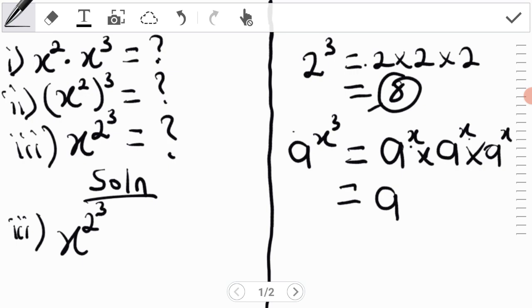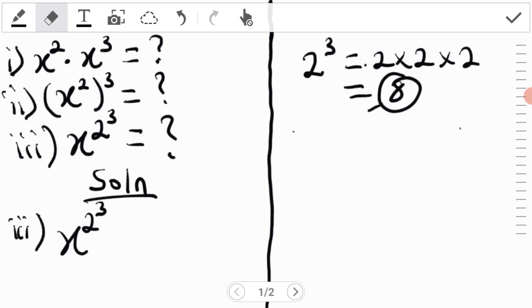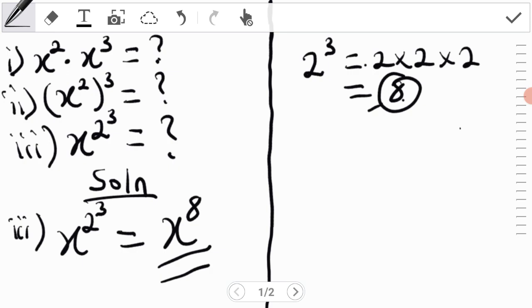So it's just the same with this, but in order not to confuse you, let's just go straight away and say that these 2 here, raised to the power 3, we work with it first to get 8, and then we substitute, so it will become x raised to the power 8, right? And that is your final answer. Quite simple, right?